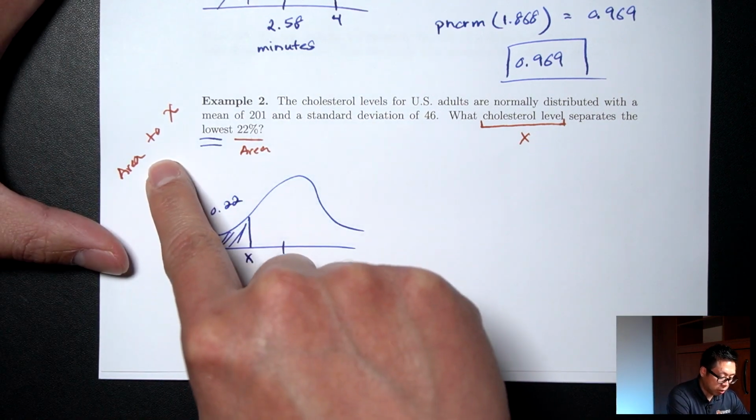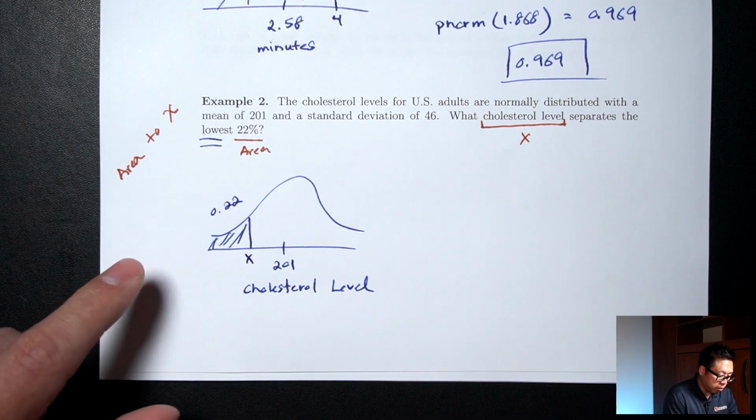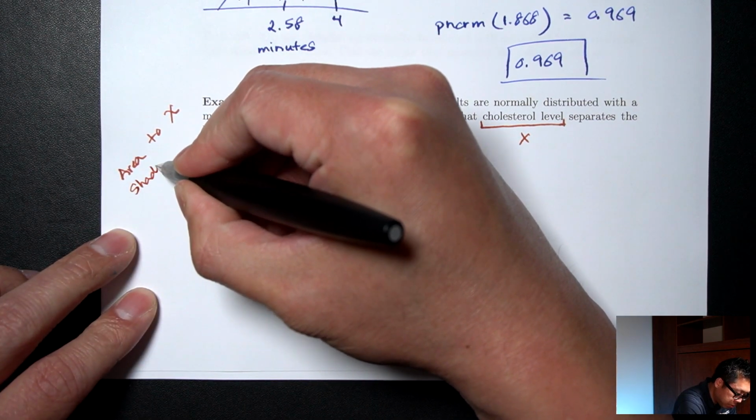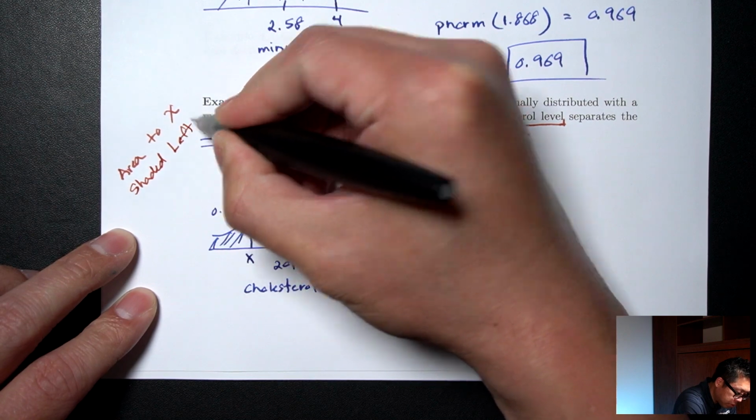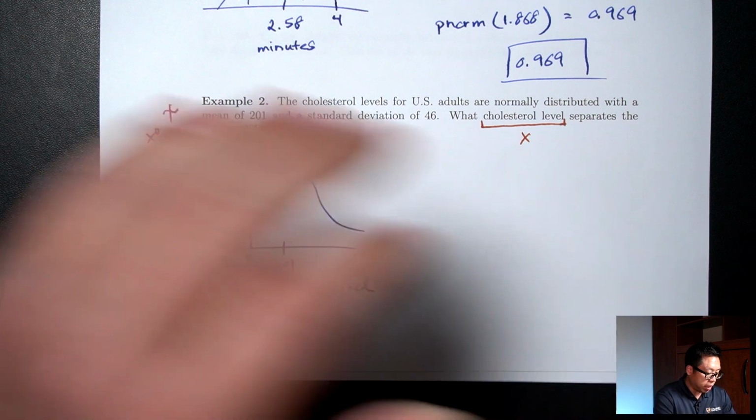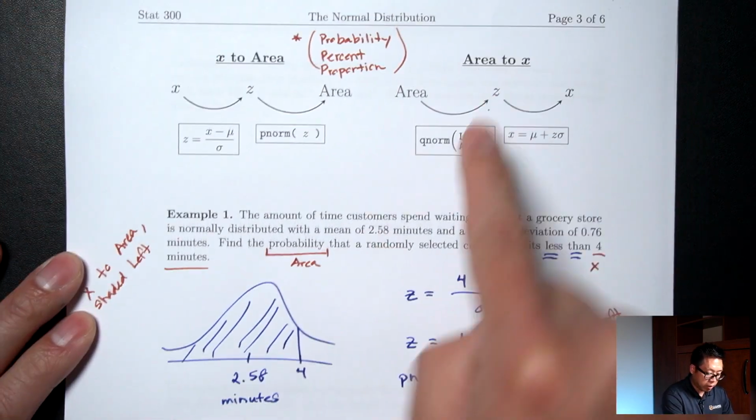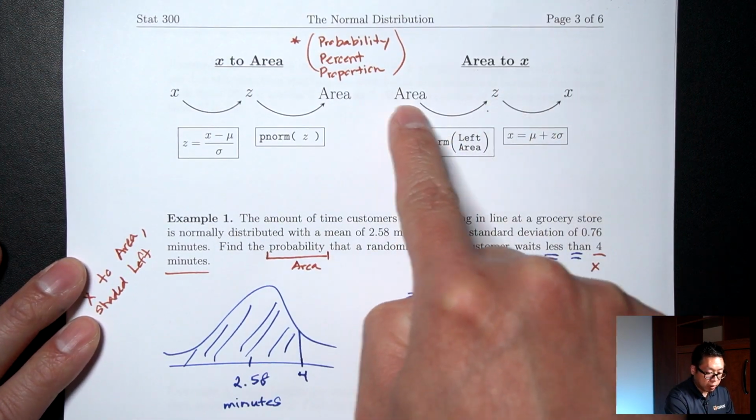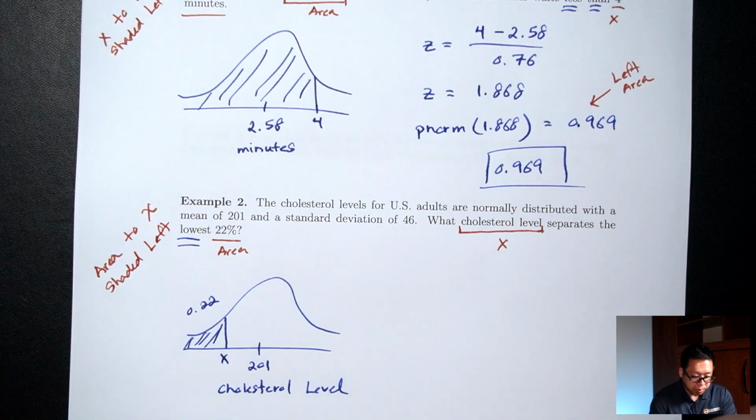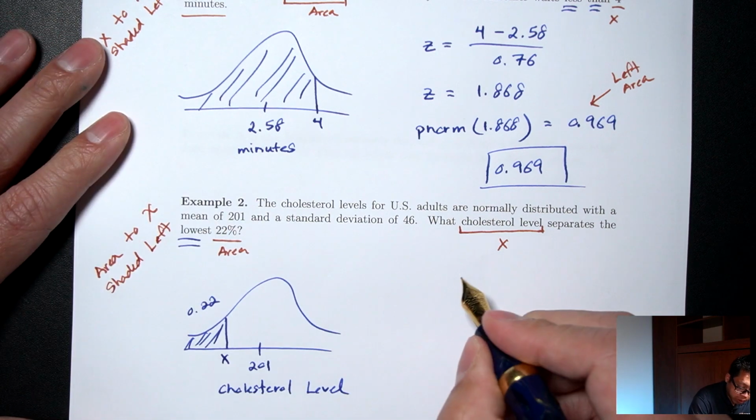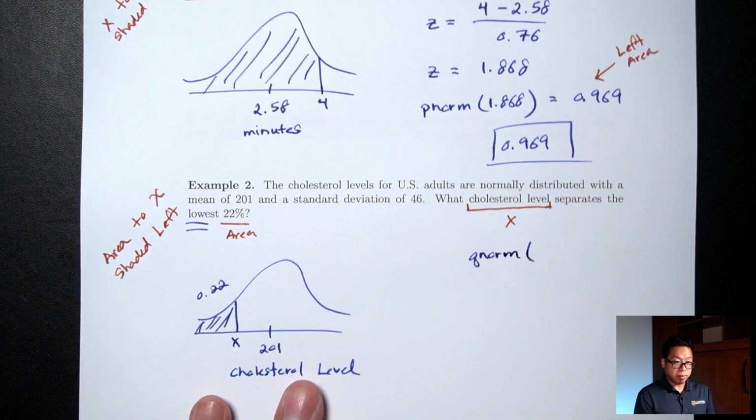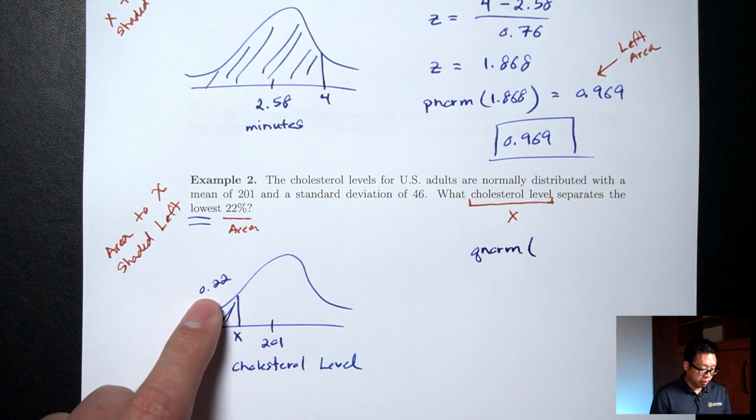So this we said was an area to X, and actually let me write here that we said this was shaded left, because it said lowest. Lowest is on the left side. This is an area to X, shaded left. First thing I need to do is go from area to Z by doing a qnorm. So qnorm, the left area. The left area is this 0.22.